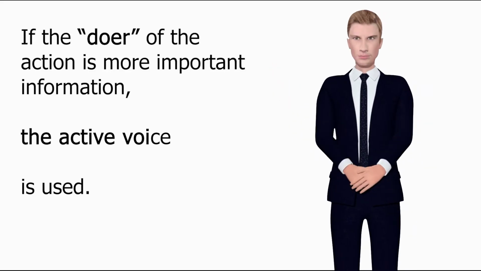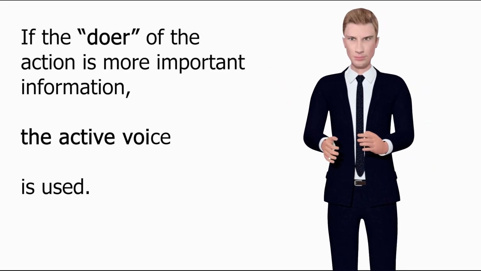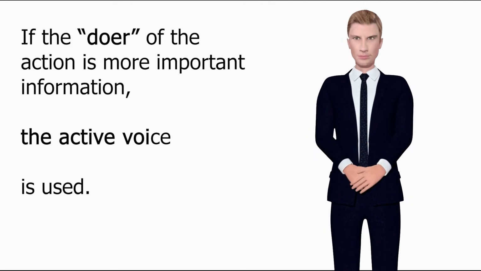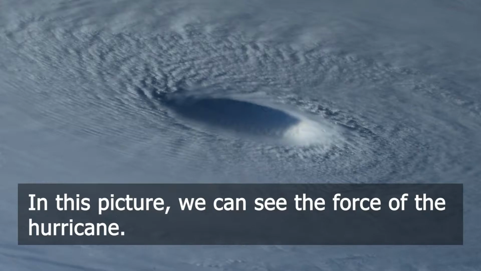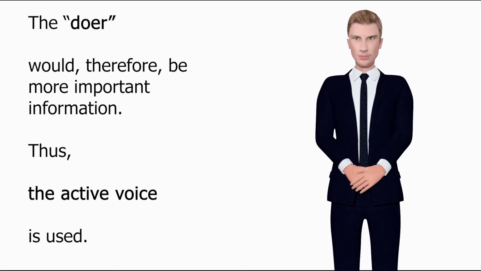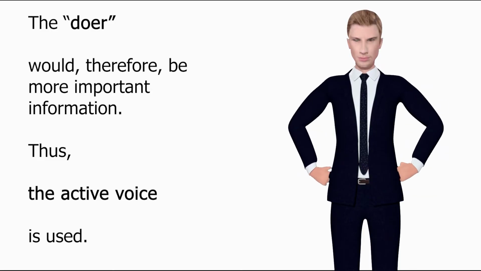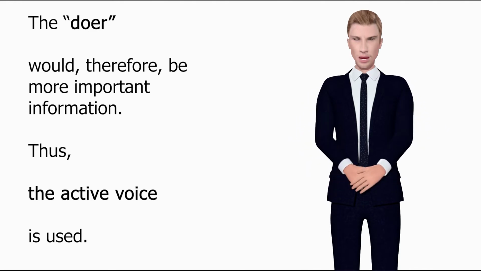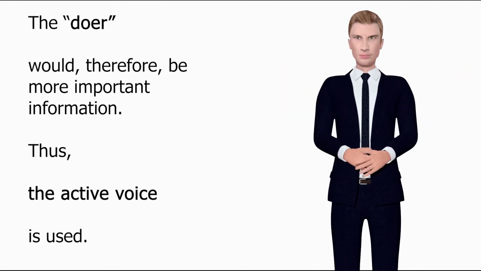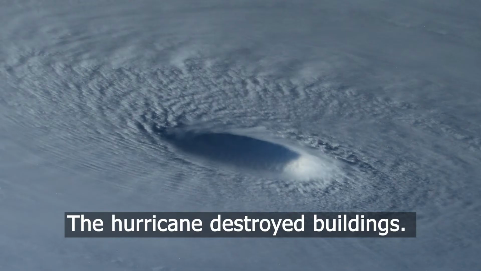If the doer of the action is more important information, the active voice is used. In this picture we can see the force of the hurricane. The doer would therefore be more important information. Thus, the active voice is used. The hurricane destroyed buildings.